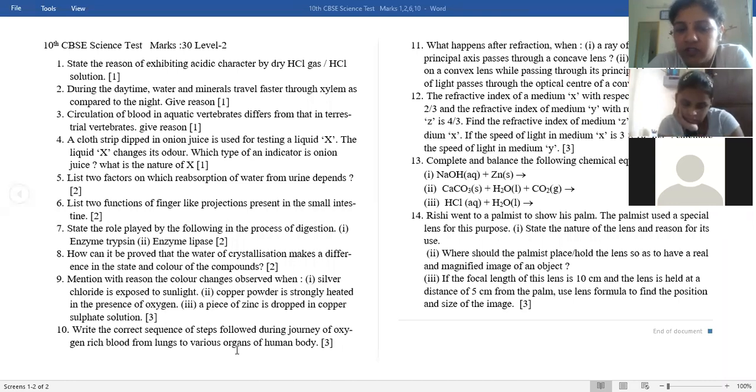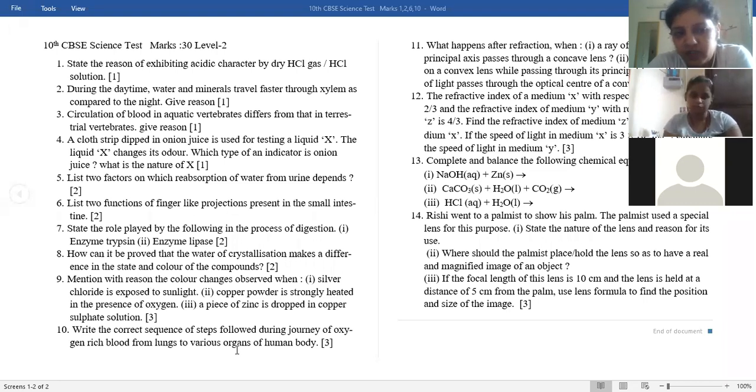Define oxidation: the type of reaction in which any substance gains oxygen or loses hydrogen is said to be oxidized, and the reaction is called an oxidation reaction. And the reaction in which a substance loses oxygen or gains hydrogen is called a reduction reaction.